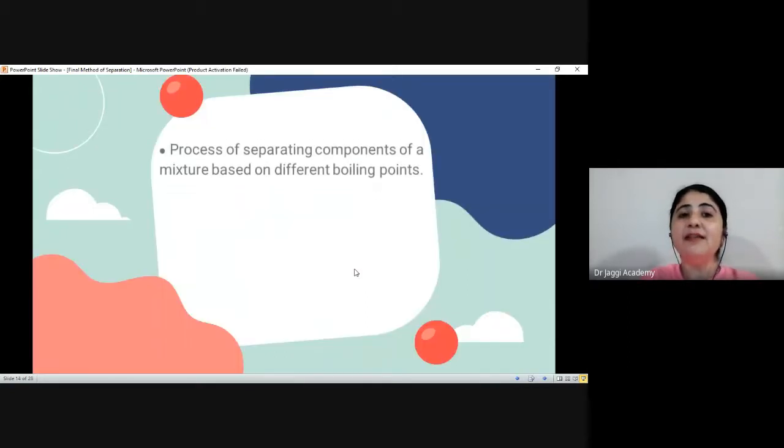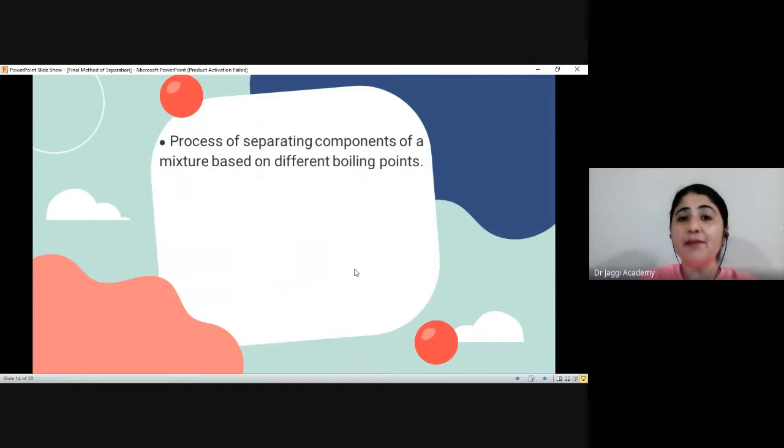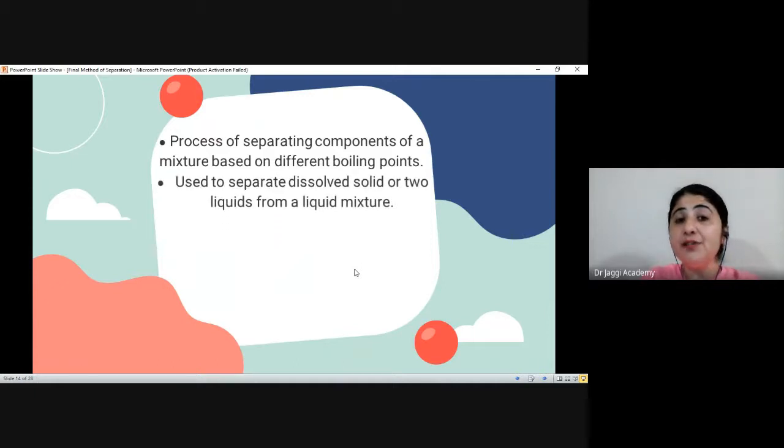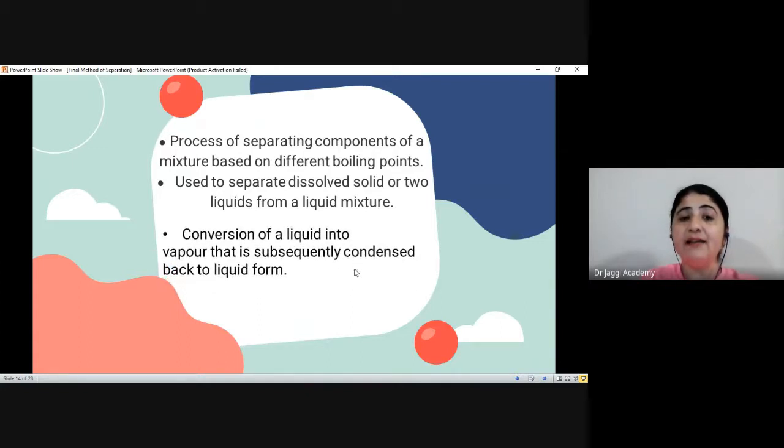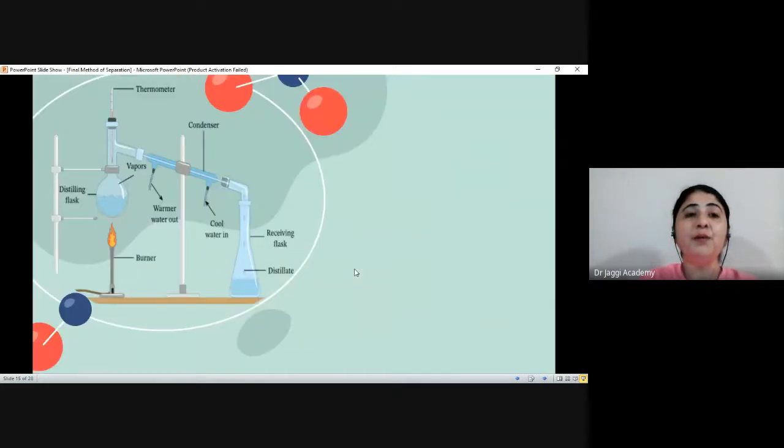So basically, distillation is a process of separating components of a mixture based on their different boiling points. It is used to separate a dissolved solid or two liquids from the mixture. In this process, a liquid is converted into vapor, which is subsequently condensed back into liquid form. The distillation process takes place in a distillation apparatus.